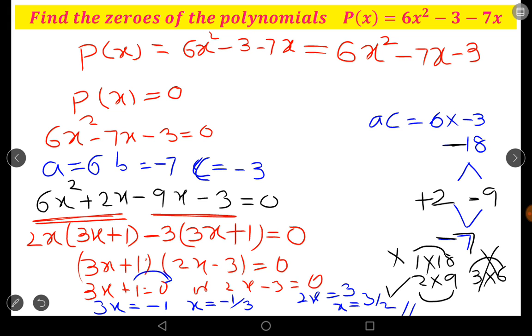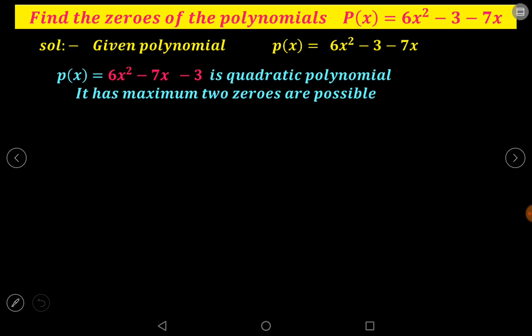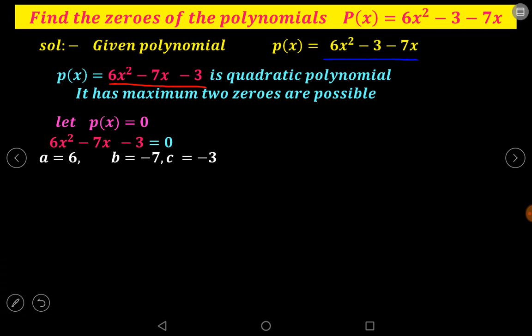Okay students, write down in your notebook. First of all, write the given polynomial 6x square minus 3 minus 7x. Write the standard form 6x square minus 7x minus 3. Next one, let p of x equal to 0. A is equal to 6, b equal to minus 7, c is equal to minus 3. So rough work.